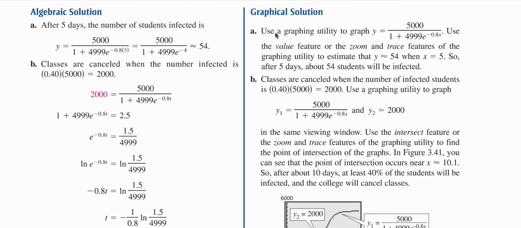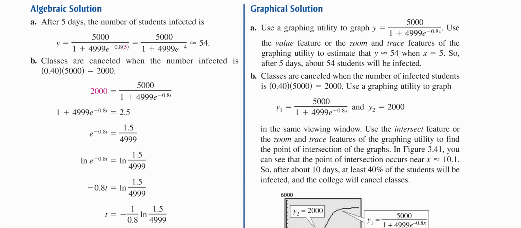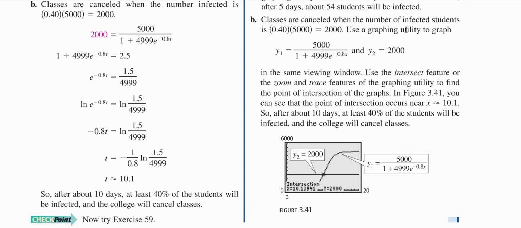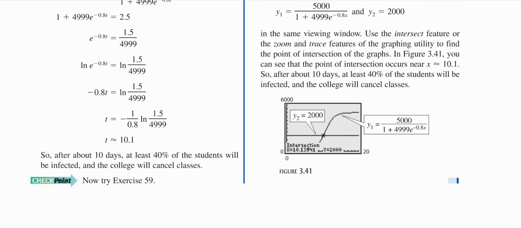Graphically, using our calculator, we would plug this model into y1. And then we would simply use the vars key, Y-VARS, function y1, and plug in 5. This would give us about 54 students. In order to solve the problem for how many days it would take until the college cancels classes, we would let y1 be our model and y2 would be the constant 2,000. Again, we would go to second calc and use the intersect feature on our calculator to find out where the two curves meet. And that would be at about 10.1 or 10 days.